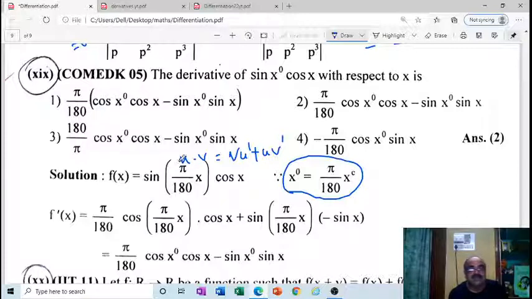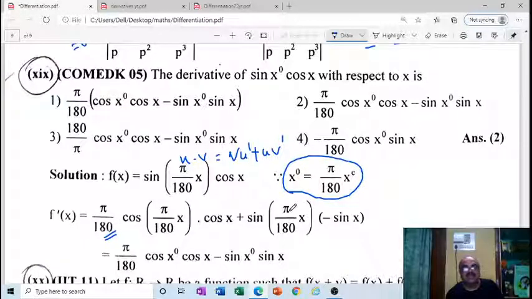But since this is a multiple of x, this is like sin 3x. How do I differentiate sin 3x? Cos 3x into the differentiation of 3x. Same way, this pi by 180 has come here: cos of pi by 180 x into pi by 180 into 1. That pi by 180 is here.